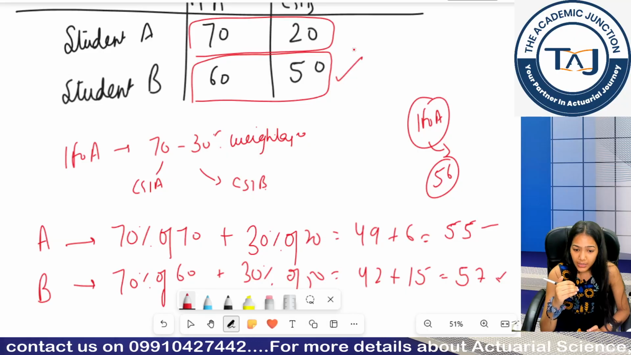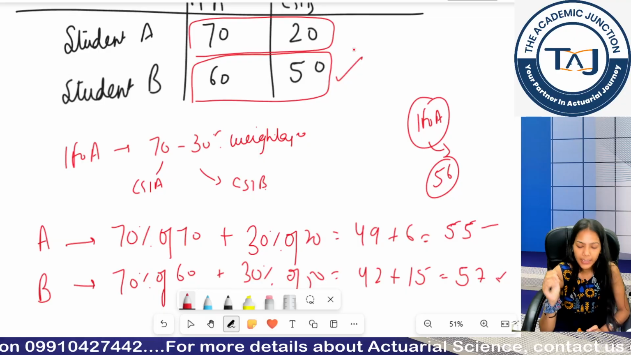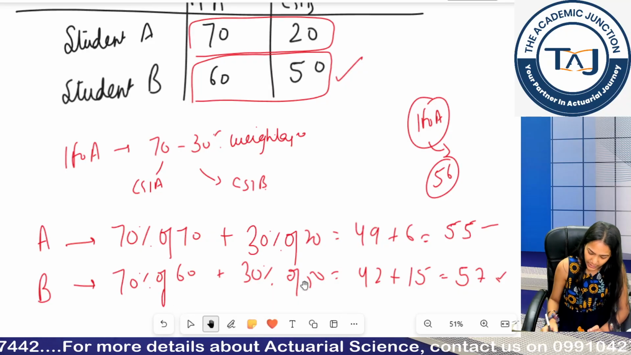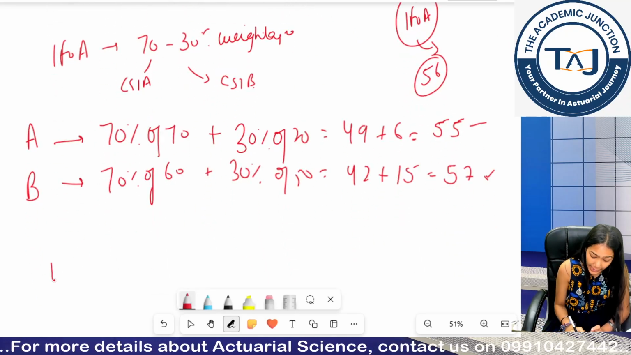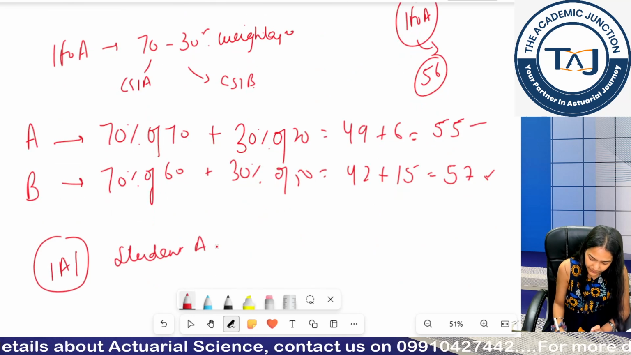together. Okay? Don't do it like, okay, paper A has 70% weightage, I will be doing 100% in paper A and I will not be learning paper B. No, that's not going to work. Actually, if you are going through IFOA, if you are going through IAI, student A automatically fails.